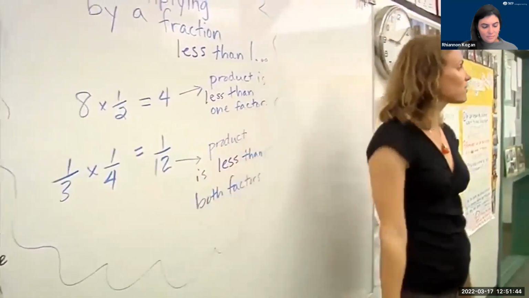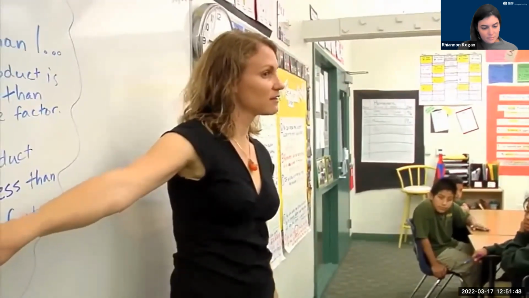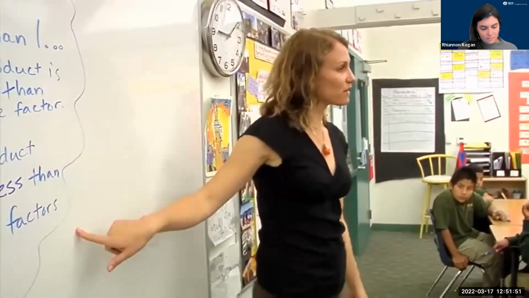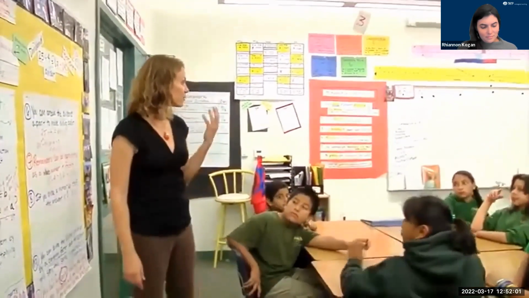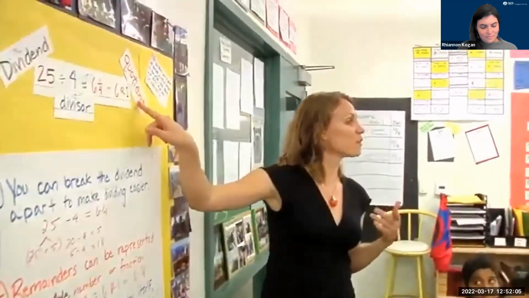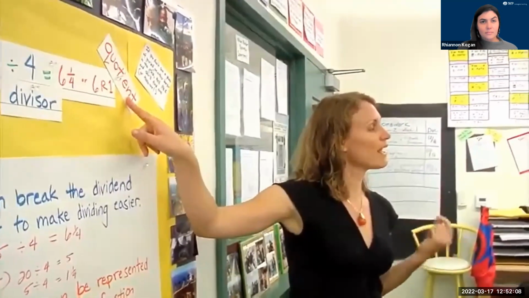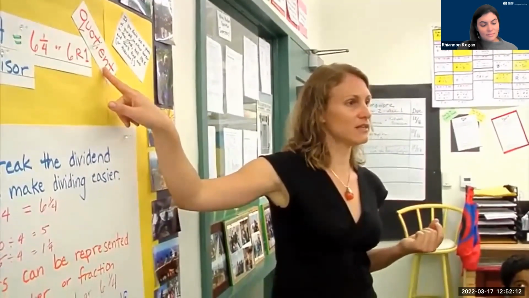When we multiply a third times a fourth, what do we get? 1/12. Is the product less than both factors? Yes. So I want you to keep that in mind today as we start dividing fractions. And instead of using the language of factor and product, we're going to be looking at the language of dividend, divisor, and quotient. So today I want you to be thinking, what happens to the quotient when we divide by fractions?